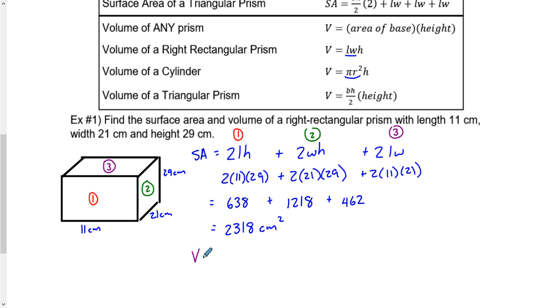For our volume, this is a rectangular prism. Our length times width times height. Our length is 11, our width is 21, and our height is 29.